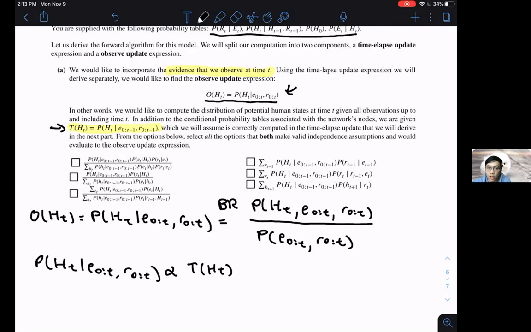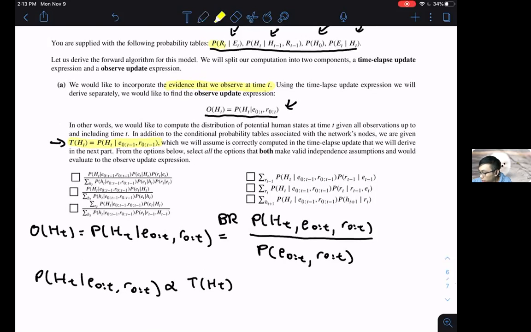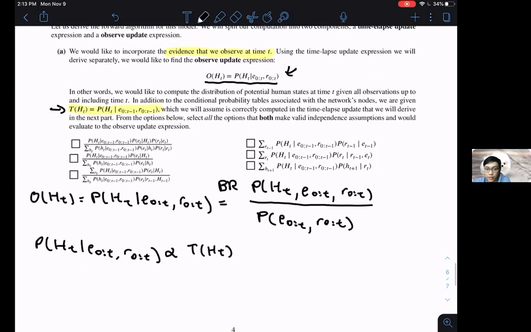So in this case, our observations consist of these two CPTs, probability of R_t given E_t, and probability of E_t given H_t. So essentially, this value is going to be proportional to T of H_t times probability of r_t given e_t, and probability of e_t given h_t.